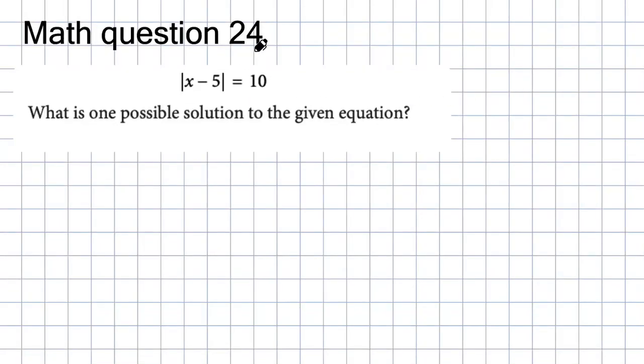Question number 24 in the series is absolute value of x minus 5 is equal to 10. Now what is an absolute value?